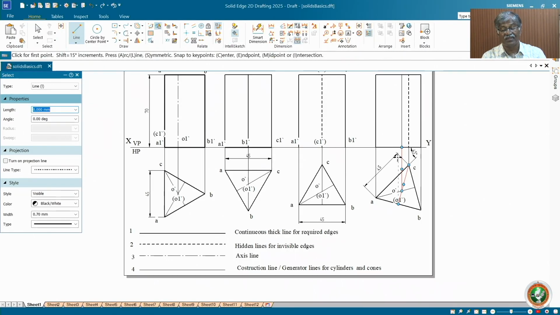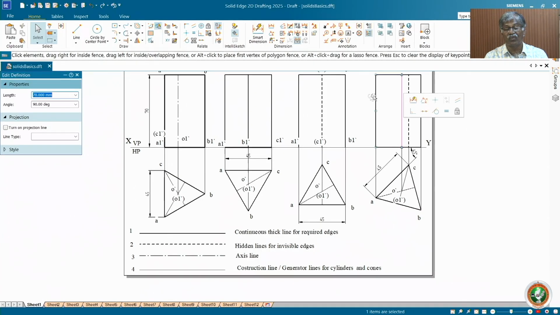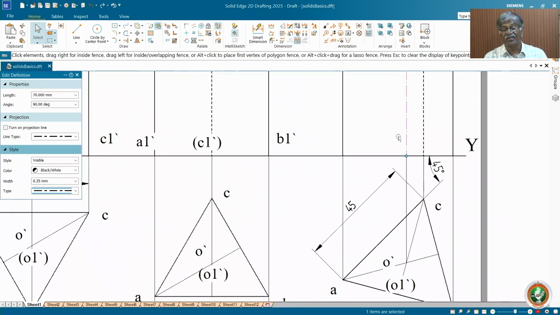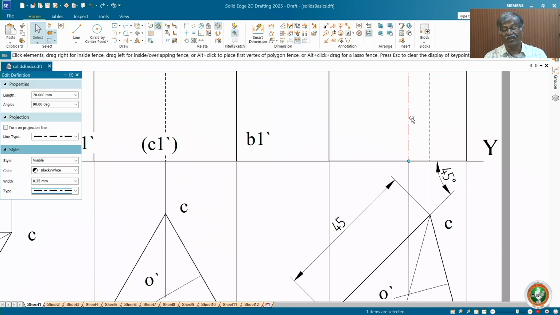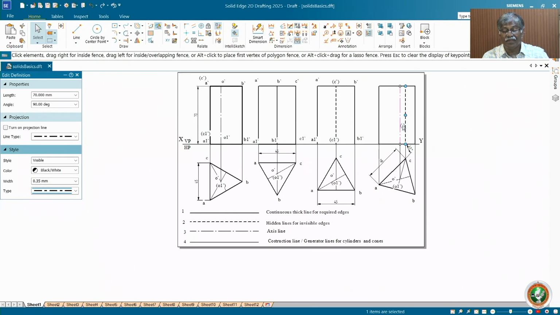Now what about this? This is the axis. Select the axis, go to the line type, axis, the third one. Then the thickness is 0.35 or 0.25. Type again axis. See, you get a continuous line, dot, continuous line, hyphen, hyphen, continuous line. So this is representing the axis. Here this is O1, as usual this is A dash, this is B dash, this is C dash.